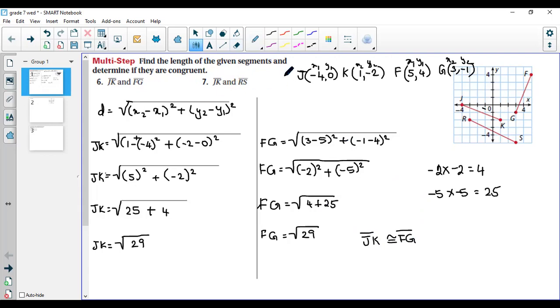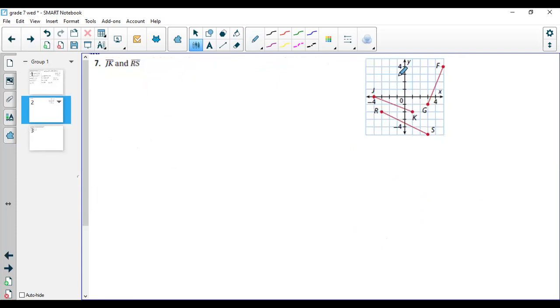Let's move on with this question number 7. Now, question number 7, they're saying find the distance between JK and RS. So RS and JK. Now, here I'm going to use the Pythagorean theorem so that you will have a clear idea of how to use the Pythagorean theorem. Now, to use the Pythagorean theorem, I don't need the coordinates, but rather I need to draw triangles.